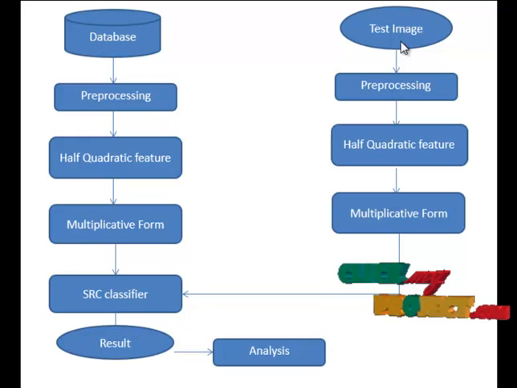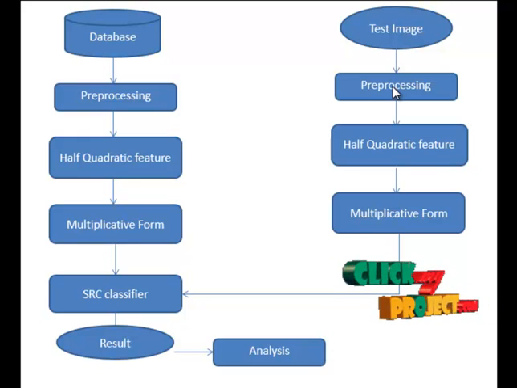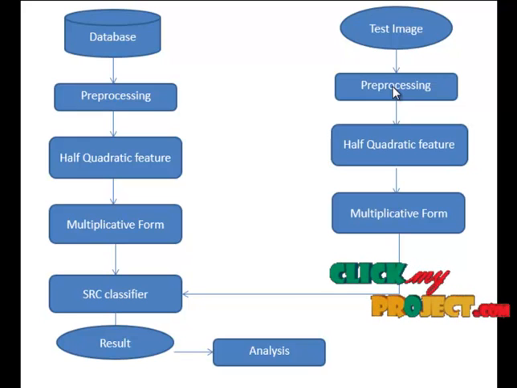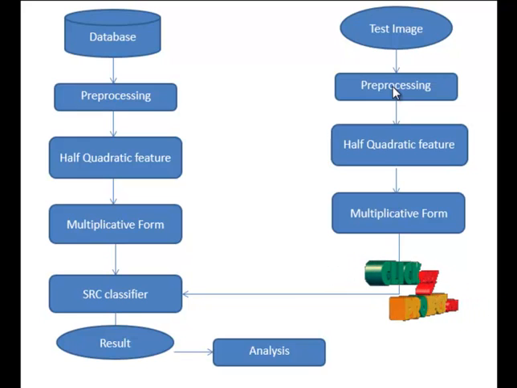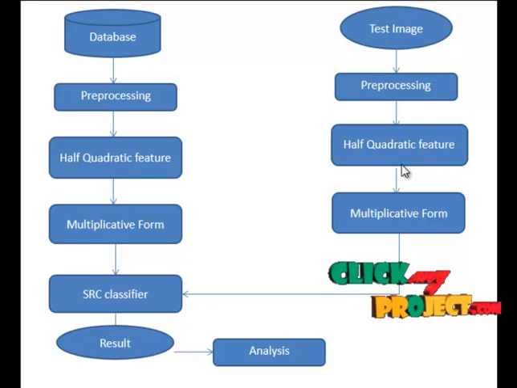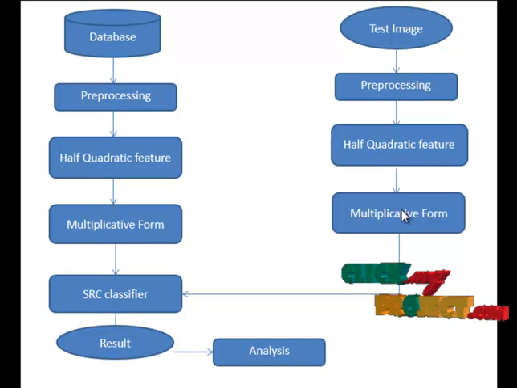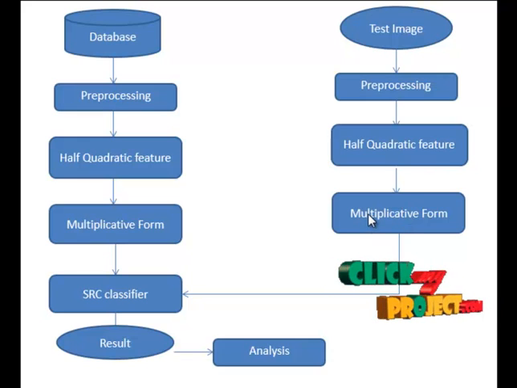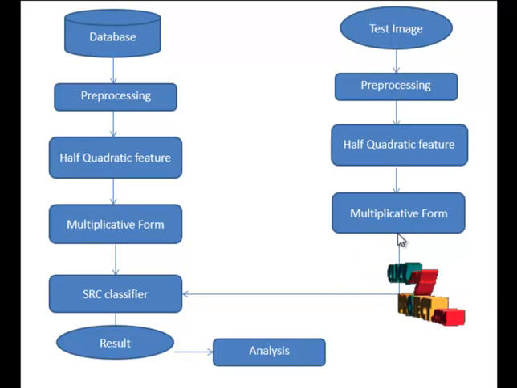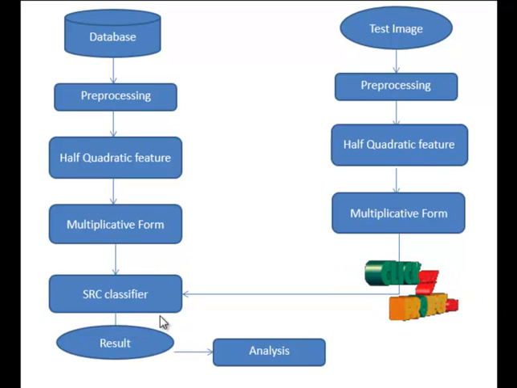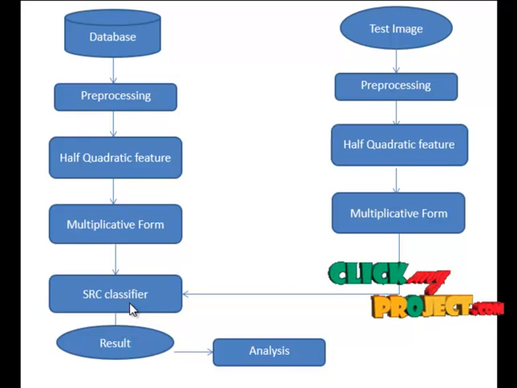So we take the test image and then we apply pre-processing to it. We resize the image to a constant size, and after that we apply the Gaussian filter to it. The Gaussian filter removes the noises in the input image. Then we extract the half-quadratic features, which are based on the multiplicative form. After the feature extraction has been completed, both the test feature and the train feature are given to the sparse representation classifier. The classifier identifies the test image based on the feature values.